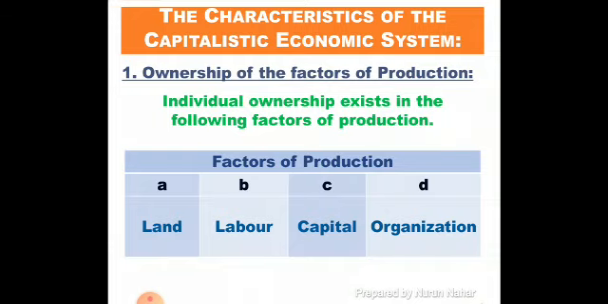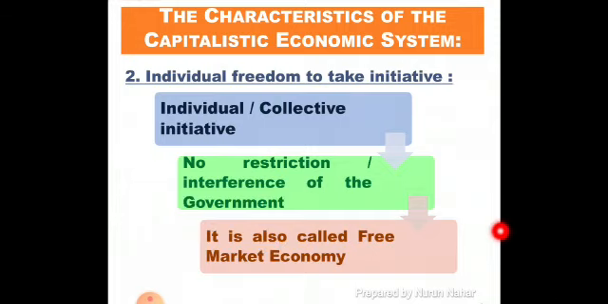The second characteristic is the individual freedom to take initiative. In this stage, individual or collective initiative for any decision of production will exist, and there will be no restriction or interference of the government. A person who is the owner of the factors of production can take the decision of what to produce, for whom to produce, and how to produce. That's why this sort of economic system is also called free market economy.